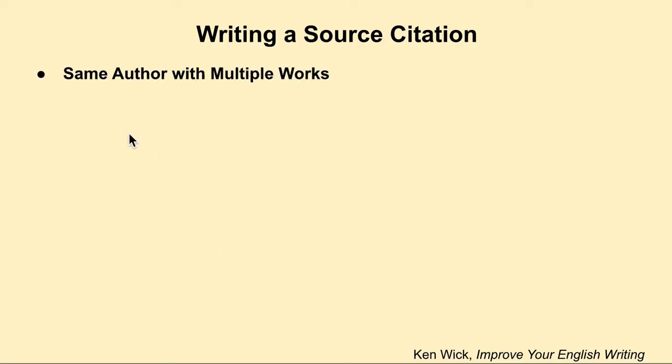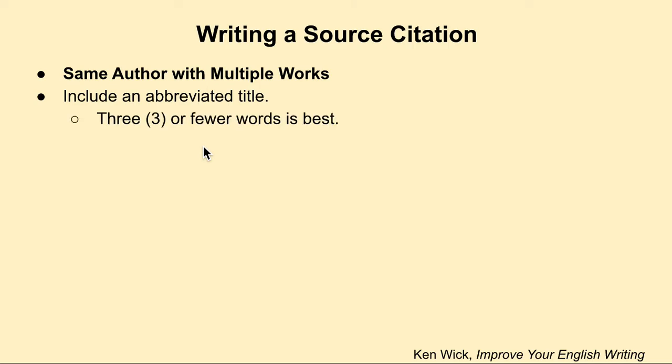What do you do when the author has released multiple works? This author just doesn't have one work. Maybe they've released a book every 3 years and they've been publishing for 20 years. So let's just say they have 7 books or something. So what do you do? What you do is you include an abbreviated title with the author name. And just like the previous slide, we want to use an abbreviation of the work title with 3 or fewer words.